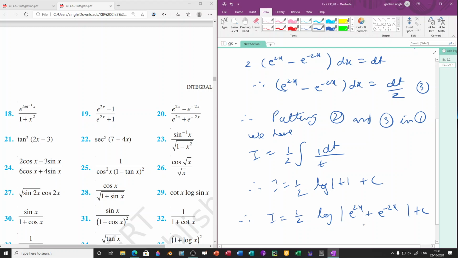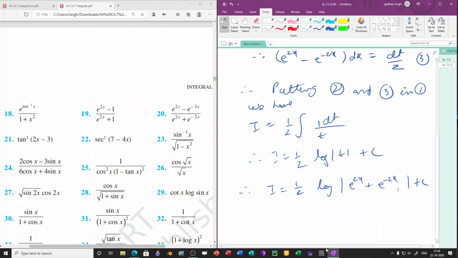Again, we know that the exponential function is never negative, so we can avoid this modulus function. In place of that, we can rewrite it I equal to half log e raised to 2x plus e raised to minus 2x plus c. Even if we write the modulus function, it is not incorrect, so we can write in any one of these two ways. Both are correct ways of writing. So, with this, question number 20 is also complete.